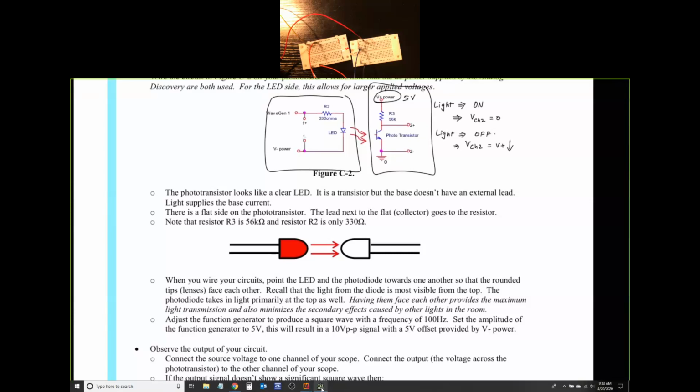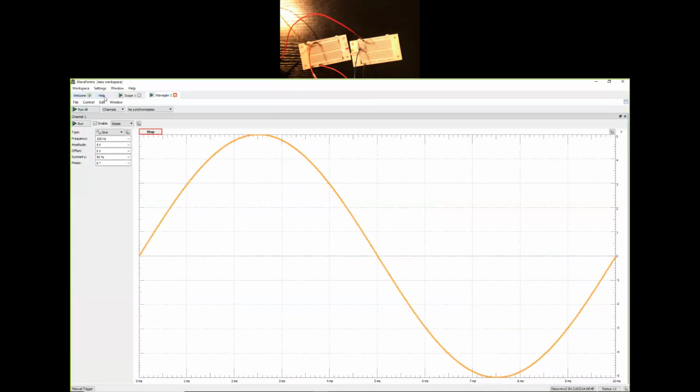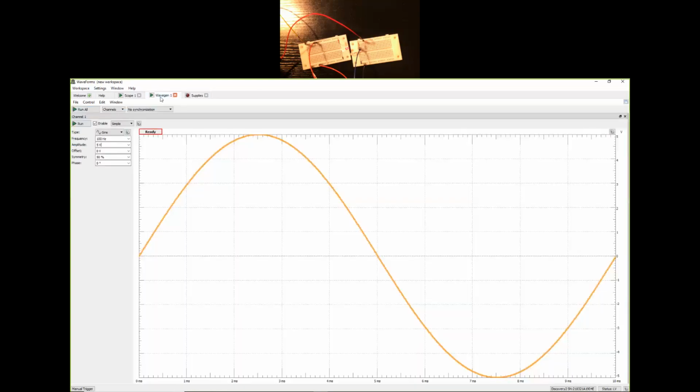So I'm going to go back to my waveforms window, going to wave gen. I also need supplies. So both of them need to be at plus 5 and minus 5. And then I'm going to turn that on. Going to go to wave gen, make that into a square wave. 100 hertz is okay. Amplitude is 5. Yes. Turn that on and go to scope.